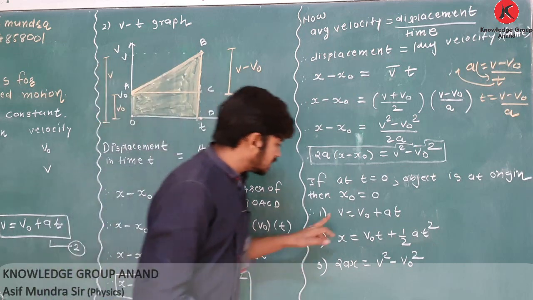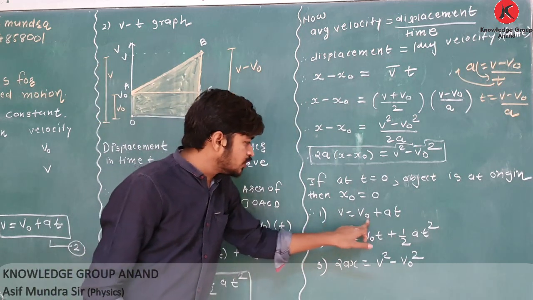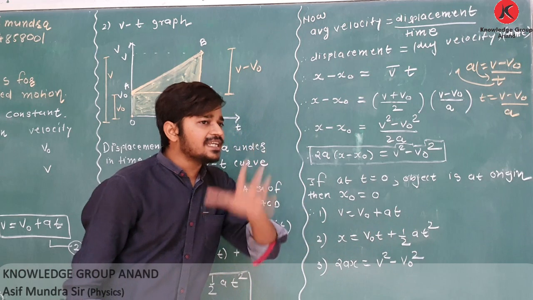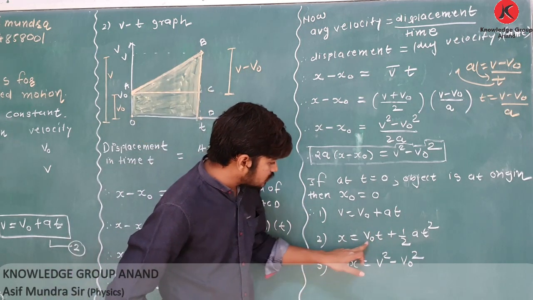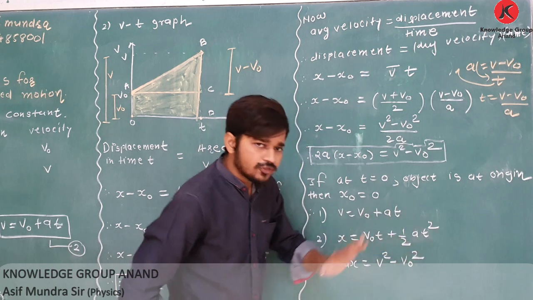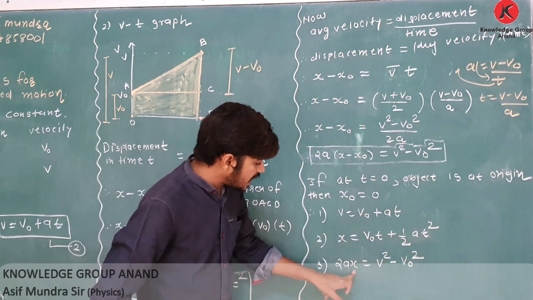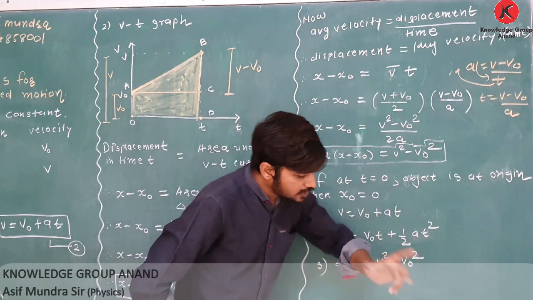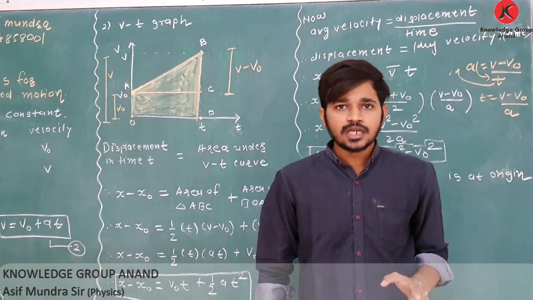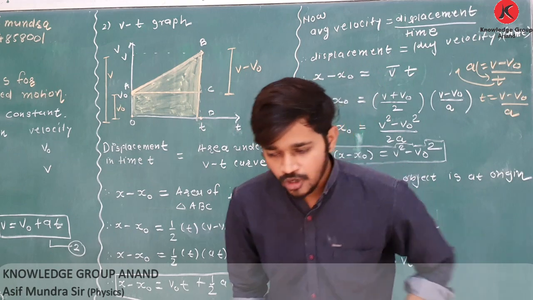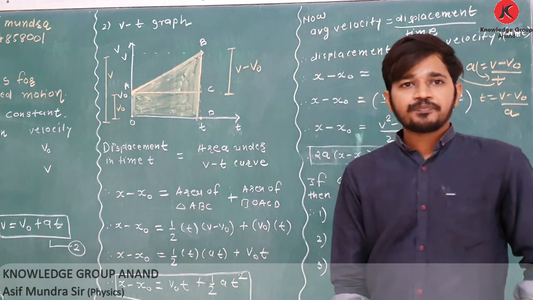So what are the equations? First equation as it is, v is equal to v0 plus at. Second equation, put x0 is equal to 0. You will get x is equal to v0 t plus half a t square. Third equation, 2ax is equal to v square minus v0 square. You have to remember these 3 equations. Clear? Pause your video and write down from the bottom.